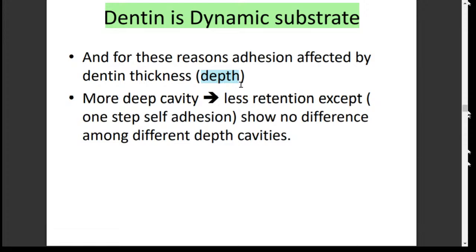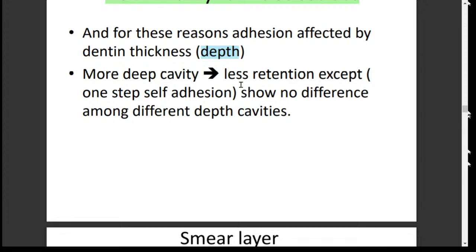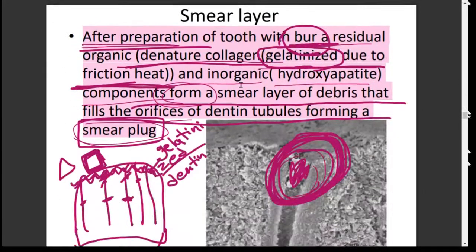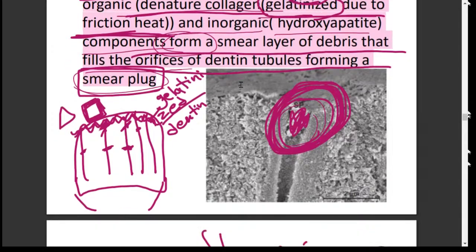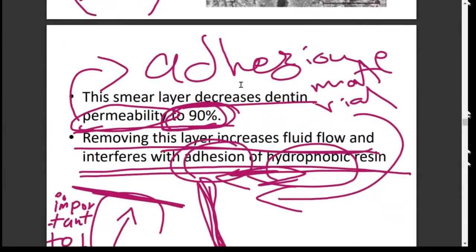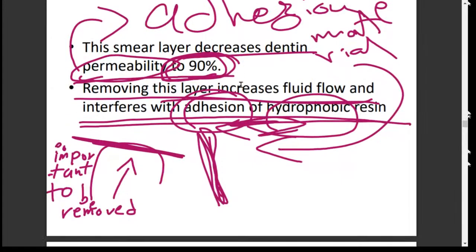Dentin is a dynamic substrate. Depth is affected by dentin thickness: the deeper the cavity, the less retention. And the smear layer here: after preparation with the bur, residual organic dentin debris and hydroxyapatite, which could cause friction and heat, form a smear layer. Debris can fill the tubules, which form a smear plug. This smear layer decreases dentin permeability by 90%.